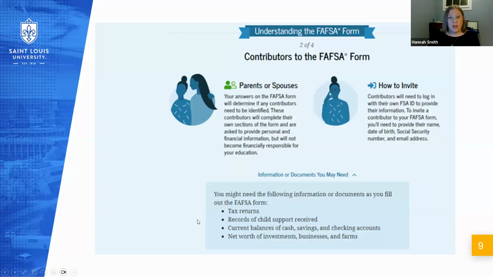So even though you're going to be providing consent and have that tax information automatically ported over, it is a good idea to have your 2023 return in front of you, just in case any additional tax filing questions pop up.